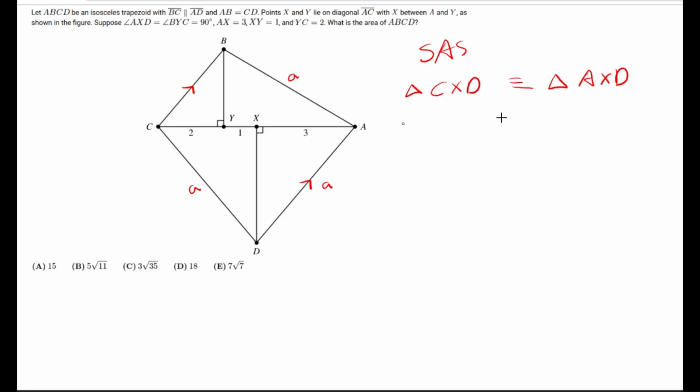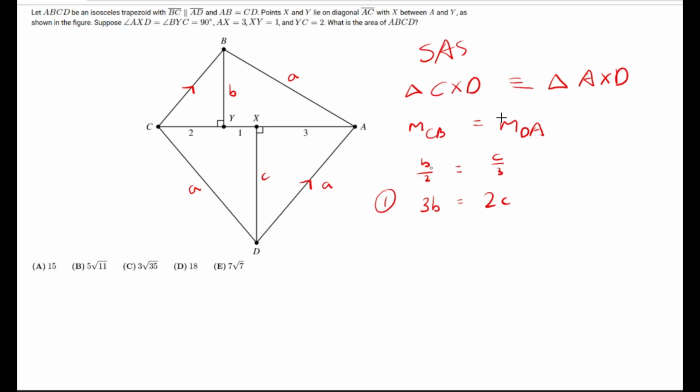Well, let's set up some equations. The slope of CB must be equal to the slope of DA. So what does that mean? Let's call this B, call this C. That means that delta y over delta x, B over 2, must equal C over 3. So if we multiply both sides by 6, we can make it just a bit easier to read. So that's equation 1.